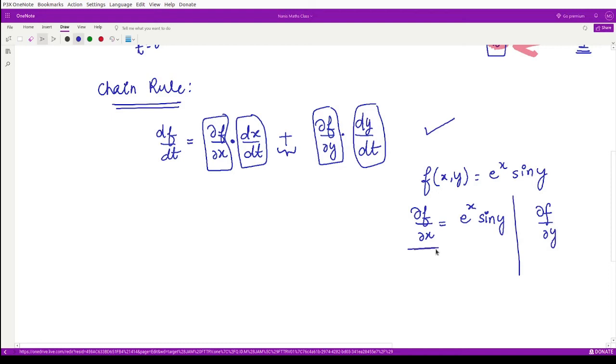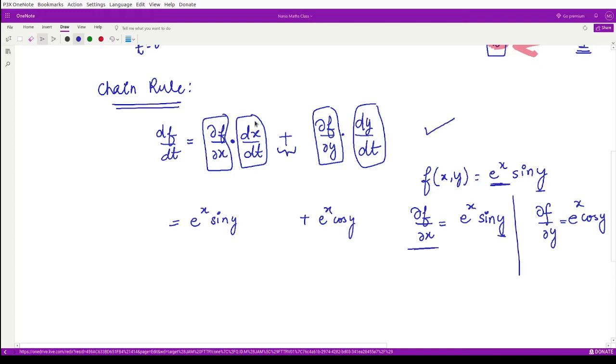When you take it with respect to x, you keep x as the variable and treat y as constant. When you take it partially with respect to y, you treat this quantity as constant. So e to the power x would be constant, and we will perform the derivative with respect to y. So sine y's derivative is cos y. So these are the derivatives. So your first one here is e to the power x sine of y, and the second one here is e to the power x cos of y.